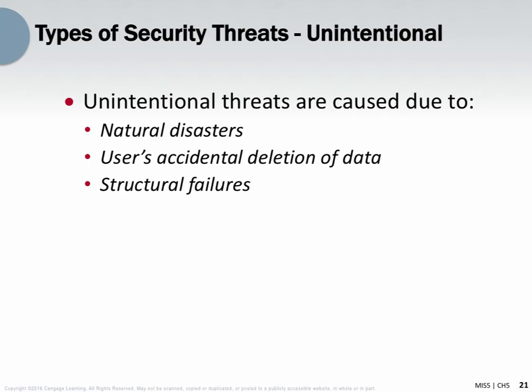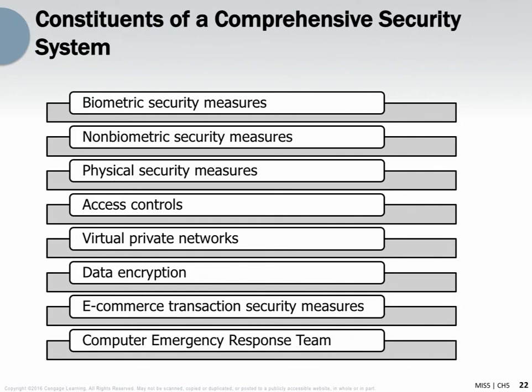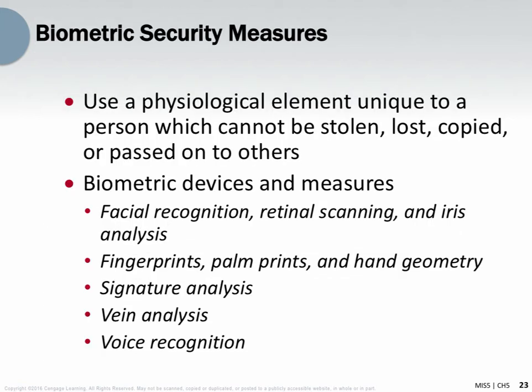Let's go back to the security plan we've been talking about, and let's look at some of the constituents of a comprehensive security system. So we've got biometric security, non-biometric measures, physical security measures. That's pretty straightforward. Access control, VPN, we'll talk about that in a little bit. Data encryption, e-commerce, and an emergency response team. And all of these play a critical piece at different stages in the entire comprehensive security plan. So let's look at biometric.